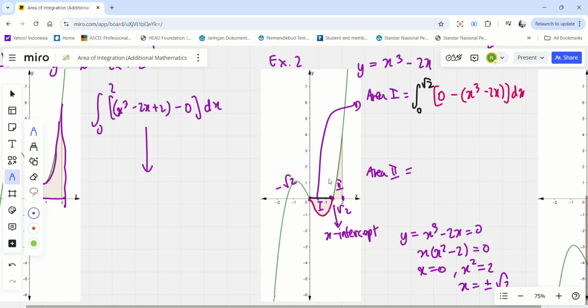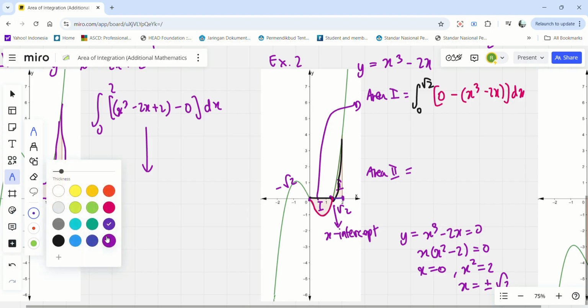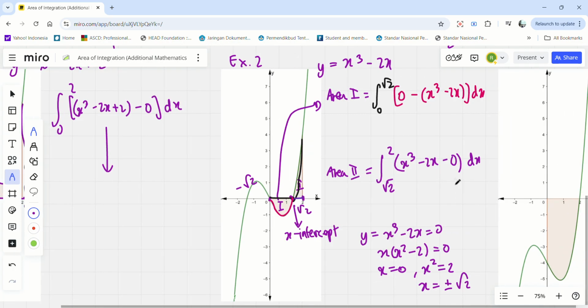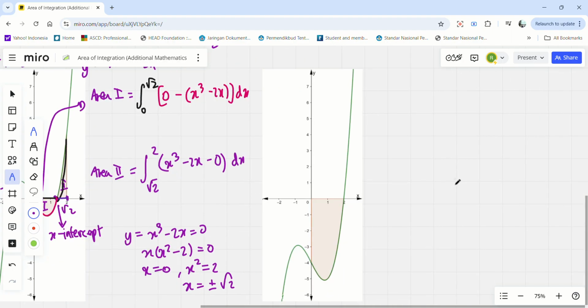But for the second area, the top is now the curve. Interestingly, they change. And the bottom is the x-axis, which means we can set up from root 2 to 2. Now it's the function x cubed minus 2x, so we subtract 0. Then you will see why it matters, and we can't just swap it however we like. For further detail of that, you can read through the handout that I shared with you. Everything, the detail is over there.